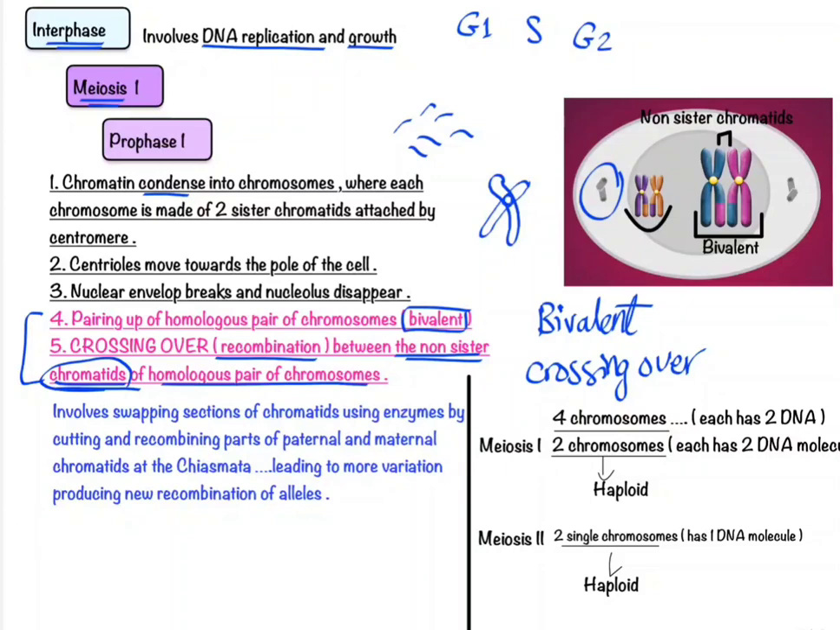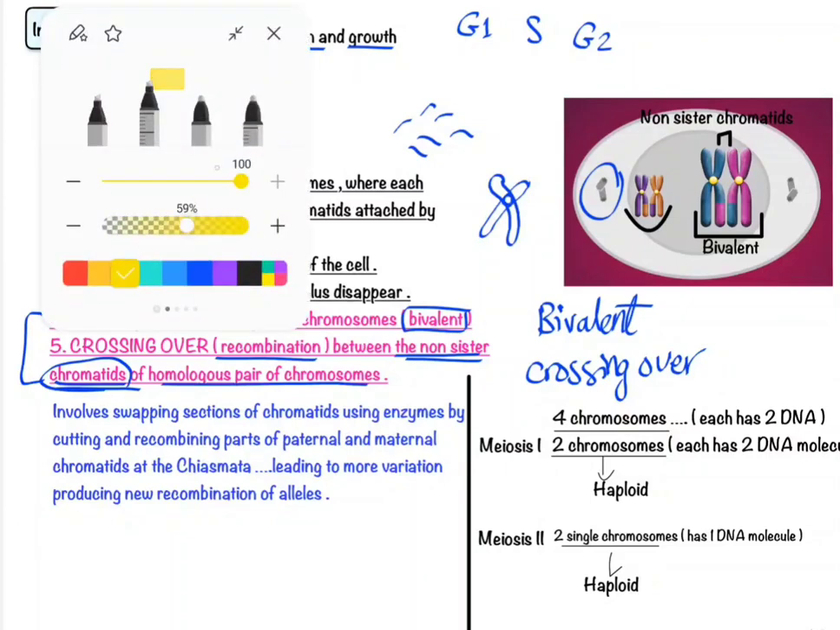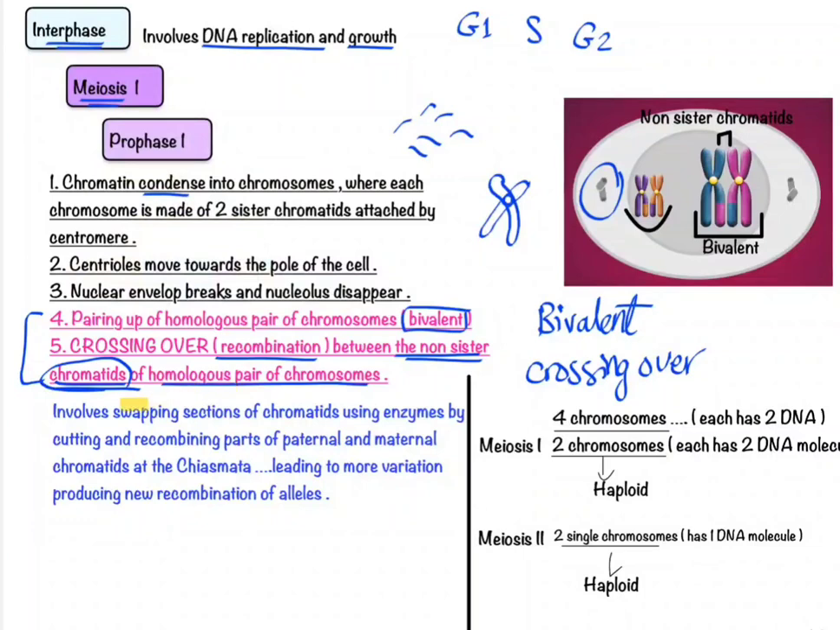Okay? And this involves swapping sections of the chromatids using enzymes, by cutting and recombining parts of paternal and maternal chromatids at the chiasmata. At the chiasmata, yes. This is the part where they swap together, the chiasmata. Okay? So again, this involves swapping sections of chromatids using enzymes.